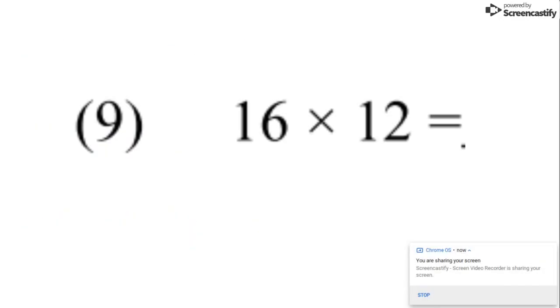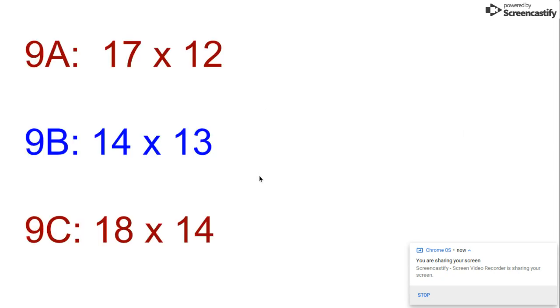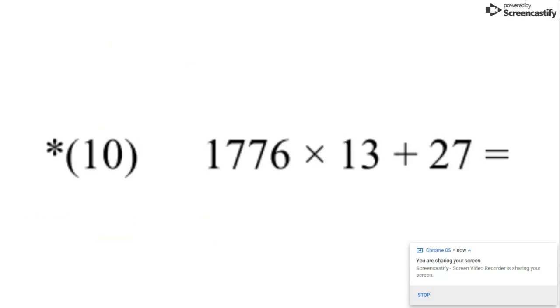Number 9, 16 times 12. It's very similar to the problem where we times something by 11. You break that 12 into 10 and 2. 16 times 10 is 160. 2 times 16 is 32. 160 plus 32 is 192. Get used to breaking those down nice and fast. Pause your video and give these three problems a try.